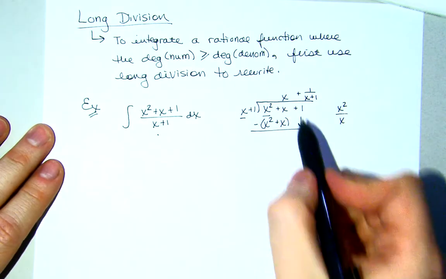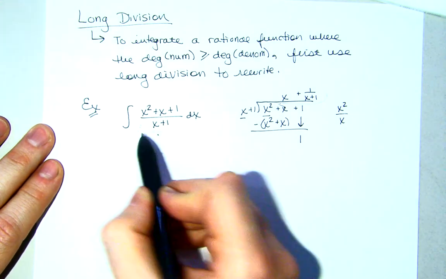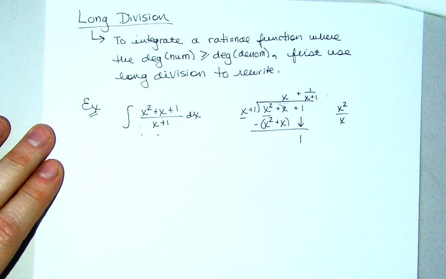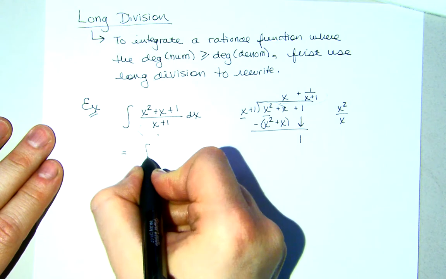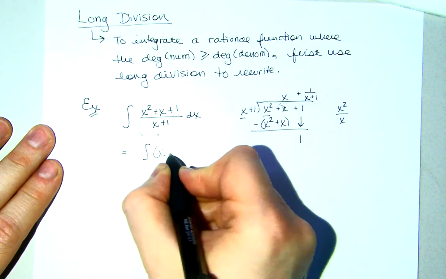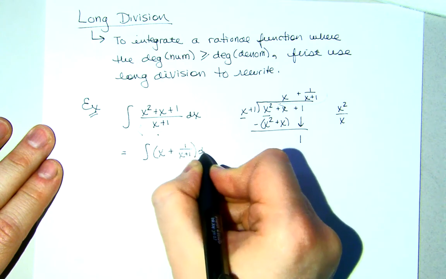And the whole point is this answer is the same function as the original function, just written in a different form. That's the whole point of division. We're just rewriting it in a different form. So rather than doing the original problem, I could instead do the integral of x plus 1 over x plus 1 dx.